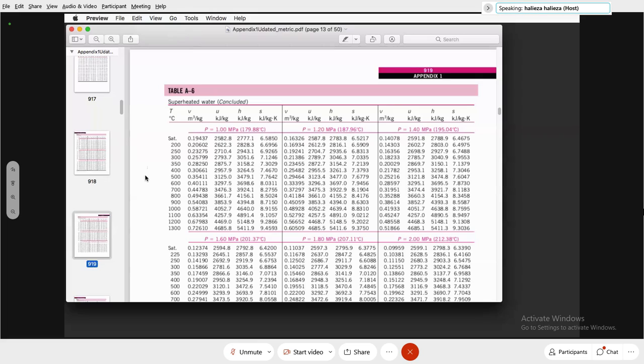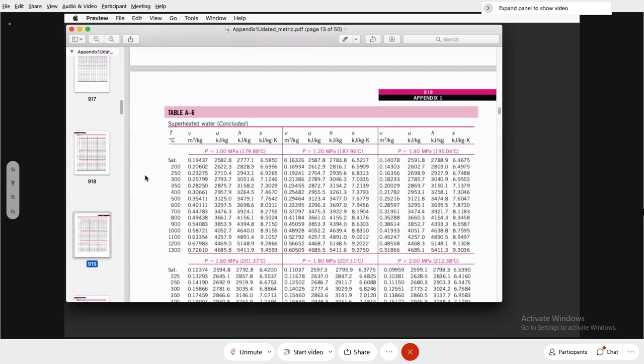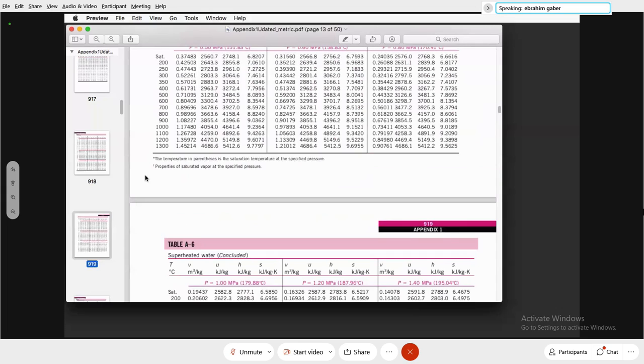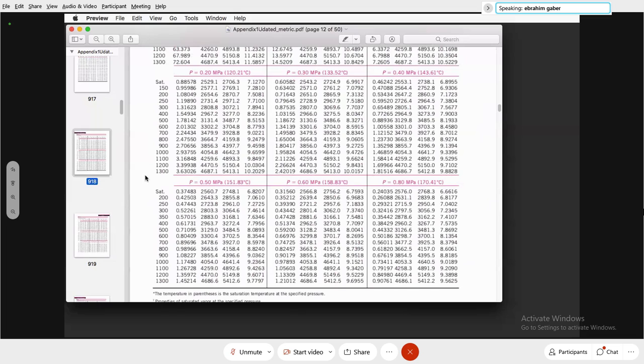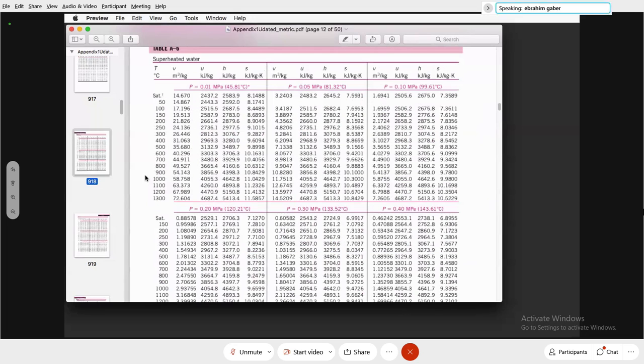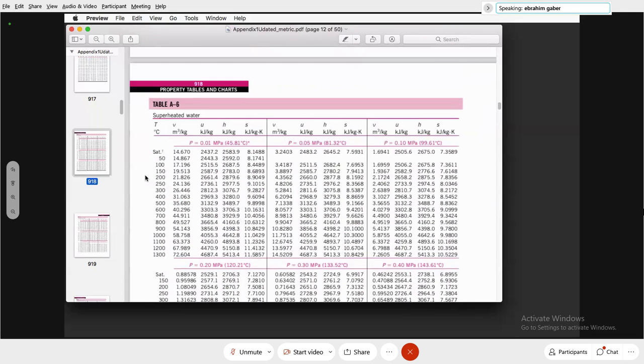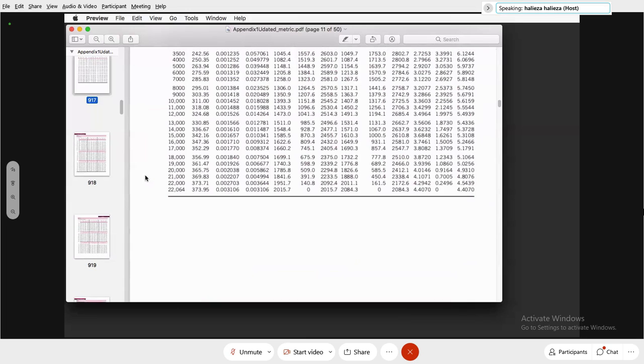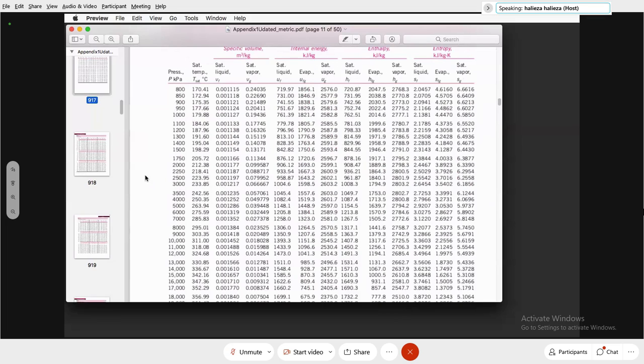1 atm is approximately how many megapascal? Maybe 0.1. Okay, hold on. Let's look at the steam table. Saturated. 101, isn't it? 101 kilopascal, 1 atm. Yeah, 101.325, right? Yes.